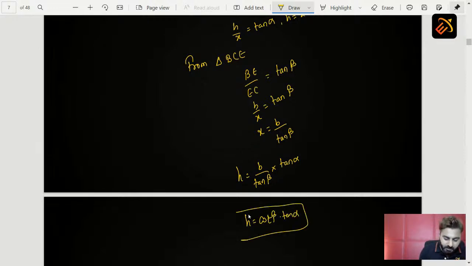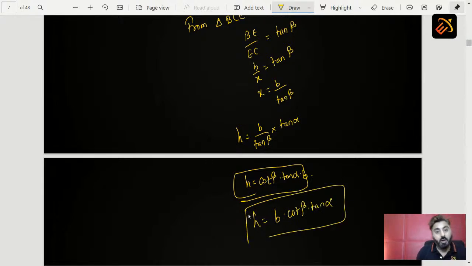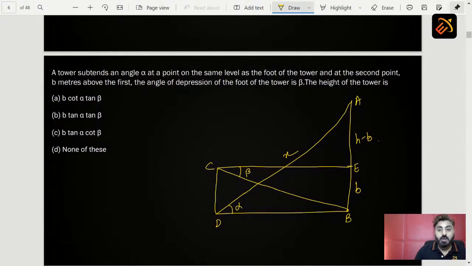So the height is nothing but b times cot beta tan alpha. And if this is the height, students, what is the correct option? So from this, the correct option is none other than option C. And this is how we solve a sum. So students, moving on to the next question.